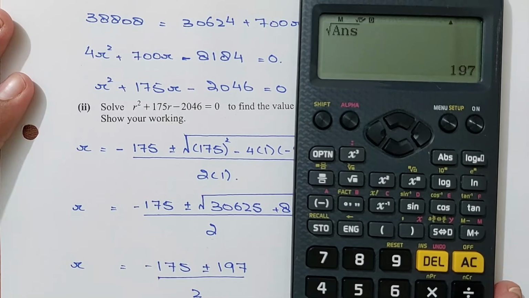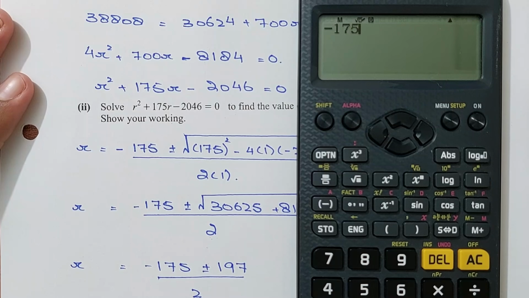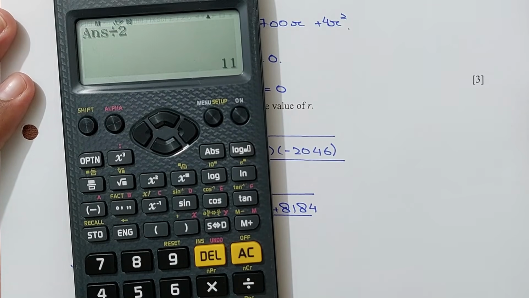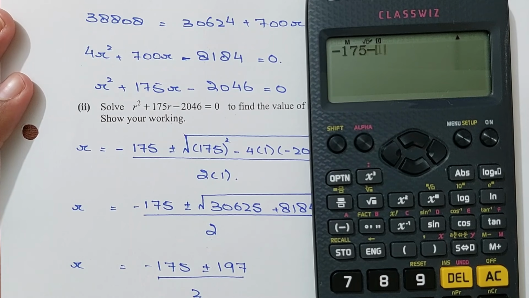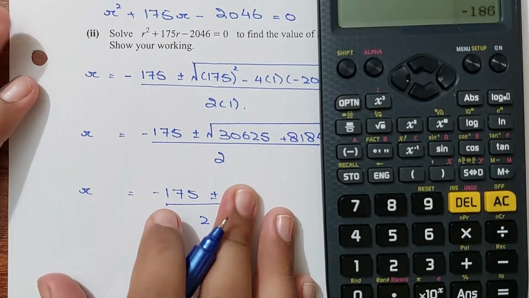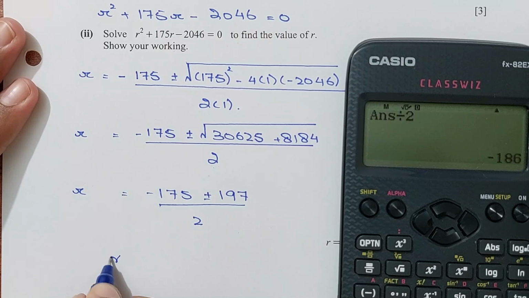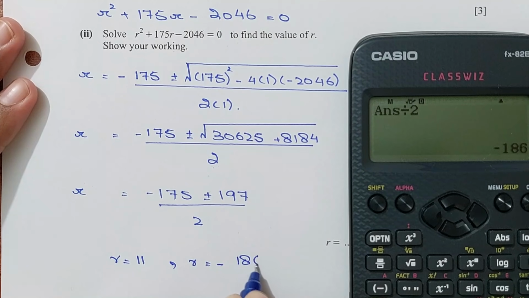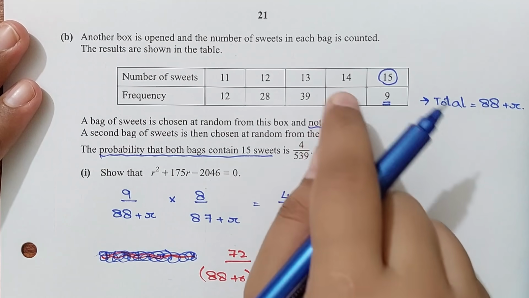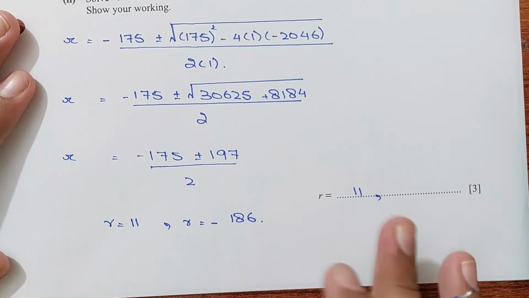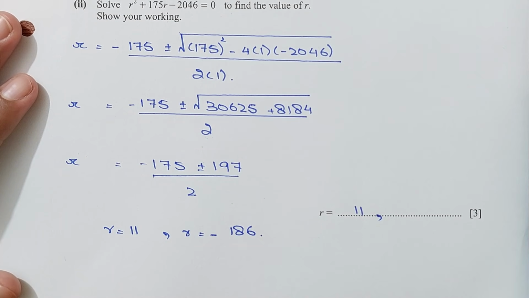Okay, let me solve the two r values. Minus 175 plus 197 divided by 2 is 11, and minus 175 minus 197 divided by 2 is negative 186. So r is 11 and r is minus 186. Which value do we choose? As we can see, r is the frequency here, and frequency can never be negative, so we pick the positive one, which is 11.